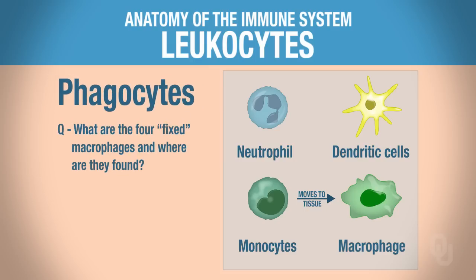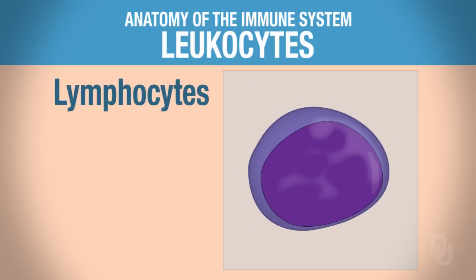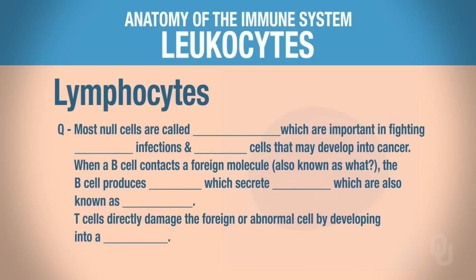So I've left you a question here that says, what are the 4 fixed macrophages and where are they found? I'm going to give you one of them, the microglia, just to give you a starter on that question. Now, the other cells that are very important in mounting the immune response are the lymphocytes. So again, these are also white blood cells. And there's various types of lymphocytes that we're going to discuss in detail later. But to get you started on lymphocytes, I've got a question here that says most null cells, so you need to figure out what a null cell is.